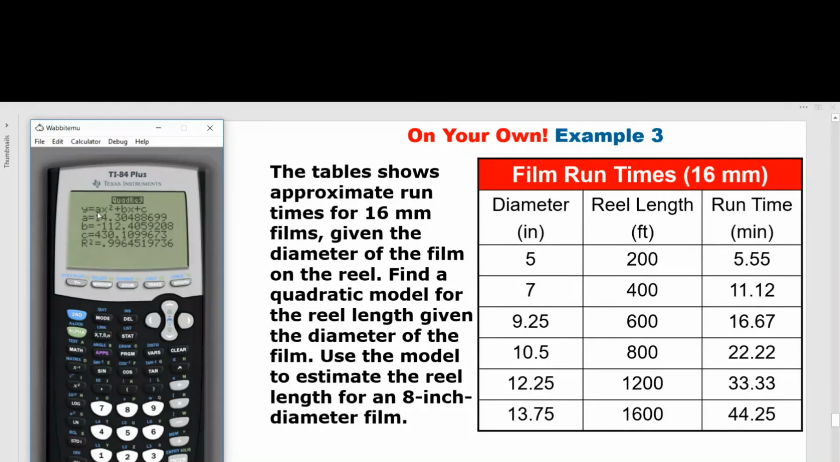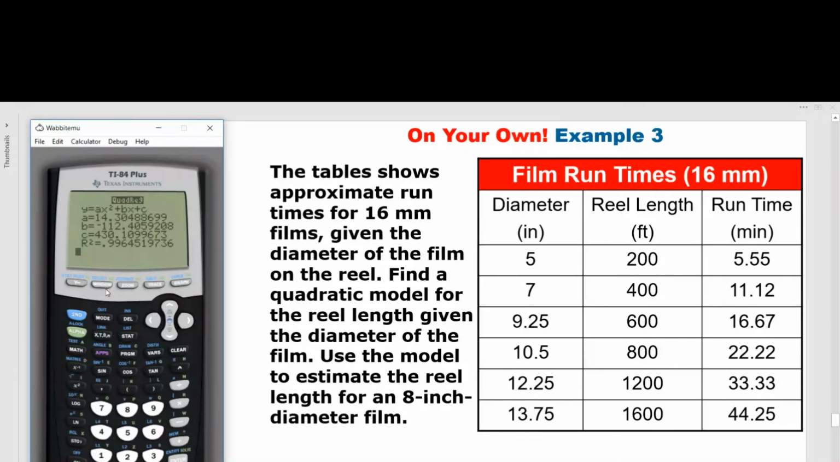and there it is. Now I can see what my A is going to be. It's going to be 14. My B is going to be negative 112, and my C is going to be 430. My R squared here is going to tell me how close of a fit I am, and it's a pretty close fit too. 0.996 is very close to 1, so I'm going to have a very close fit.